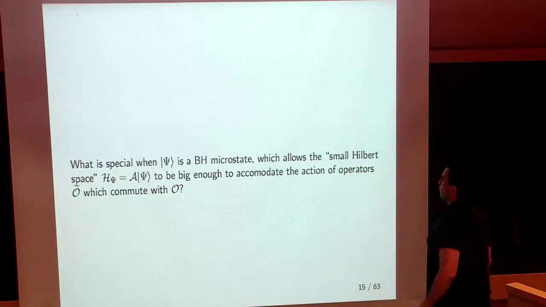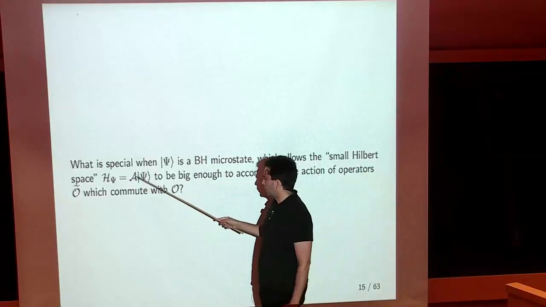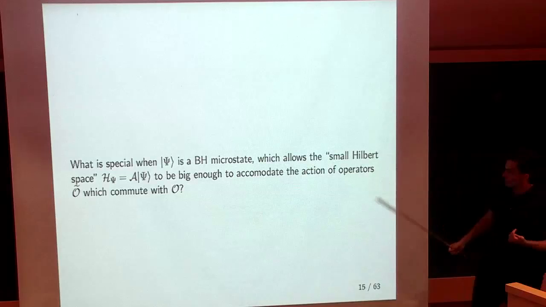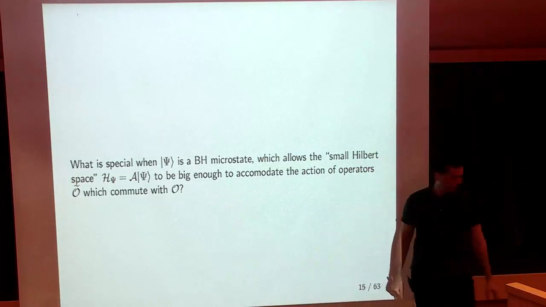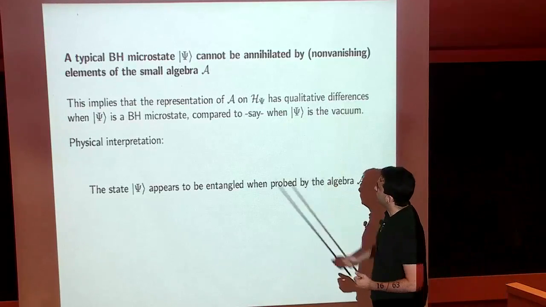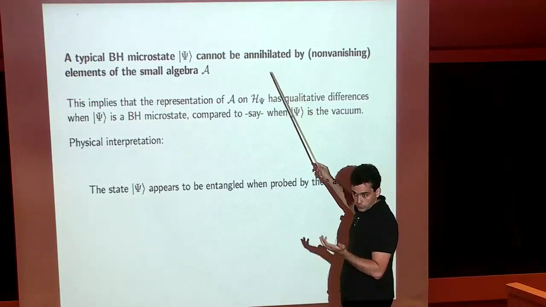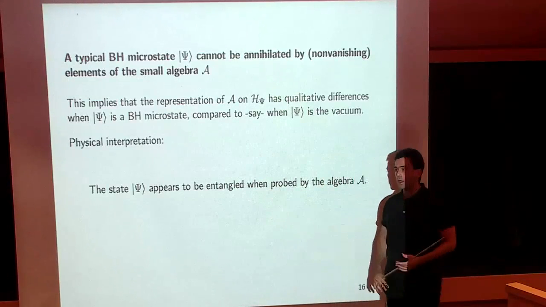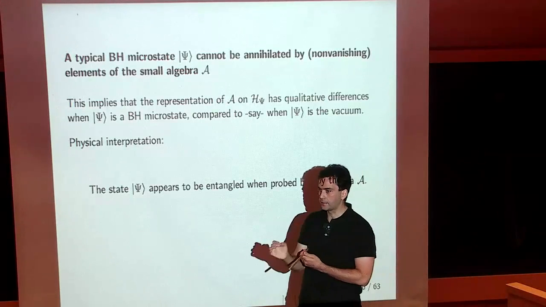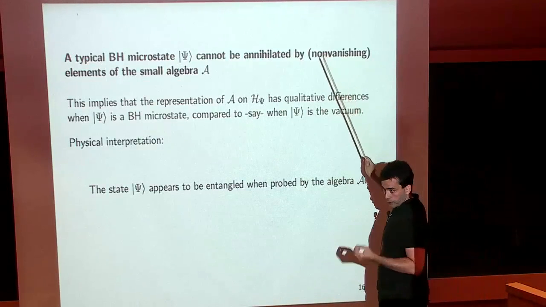So what is special when psi is a black hole microstate, which allows this small Hilbert space, which is defined as the span of the small algebra acting on psi, to be big enough to accommodate the action of operators O tilde, which commute with O? And I will try to argue that the main qualitative difference can be summarized by the following statement, that if you take a typical black hole microstate and you try to annihilate it by elements of the algebra, it is not possible to do this. So there is no simple combination of single trace operators which can exactly annihilate a typical quark-gluon plasma microstate. And I want to argue that this is a central point for the construction of the tilde operators.